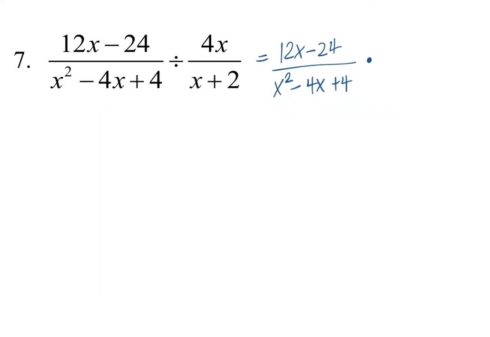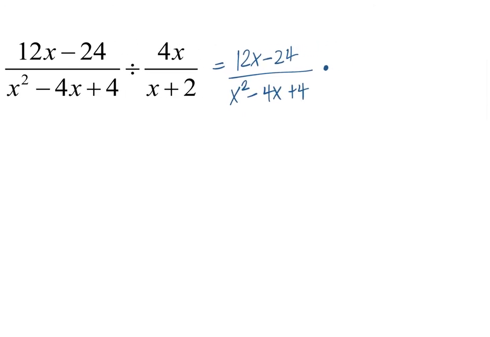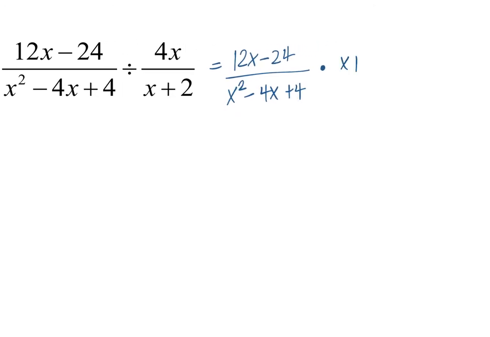So on number 7, I'm working on rewriting this problem to change it into a multiplication problem. That first fraction, the first rational expression, is just going to stay the same. I'm flipping the second one, so that it will end up being x plus 2 over 4x. So now I want to make sure everything's completely factored.